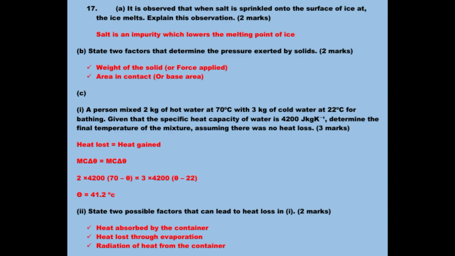So we know impurities normally decrease the melting point. The presence of impurity normally decreases the melting point, and that is what happens, that this ice will now melt at a lower temperature.